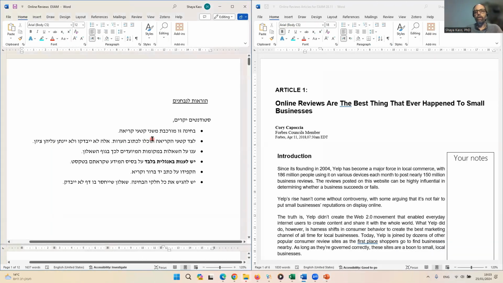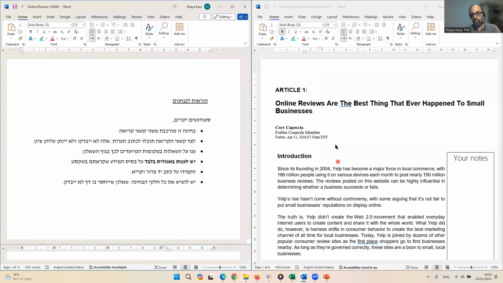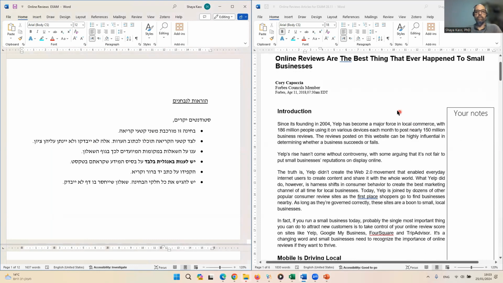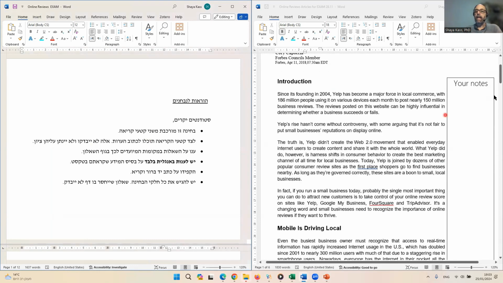This is exactly what your test is going to look like. You're going to get one packet with two articles. The first article is going to say article 1, and you have a spot here to write your notes. Your notes, you can write in Hebrew, you can write in Arabic, you can write in Russian, you can write in Amharic, you can even write in English if you want. It's for you. We will not see it, we will not look at it, we will not grade it. It is only for you.